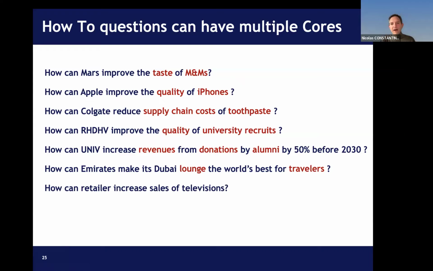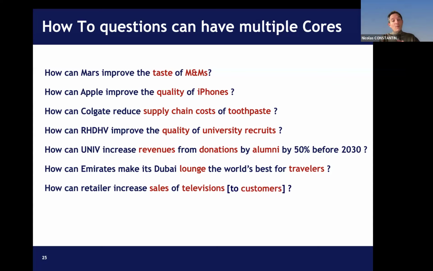Okay, so that's easy. But now the thing is, if we just look at this last question, how can retailer increase sales of televisions? Actually, what we really mean with this question is the following: how can the retailer increase sales of televisions to customers? But we don't say to customers because it seems obvious. Why waste our energy and saliva pronouncing to customers, because it's obvious that you sell the televisions to customers. But here's the thing. Of course, it makes things a lot easier not to say it, but from a problem-solving perspective, making that explicit helps because it gives us a third core.